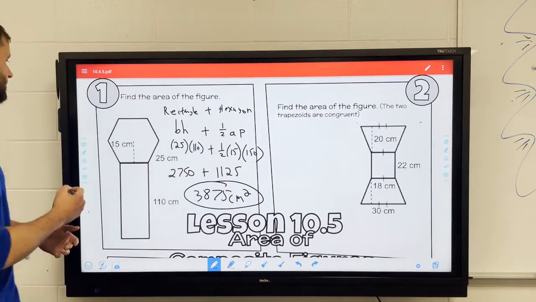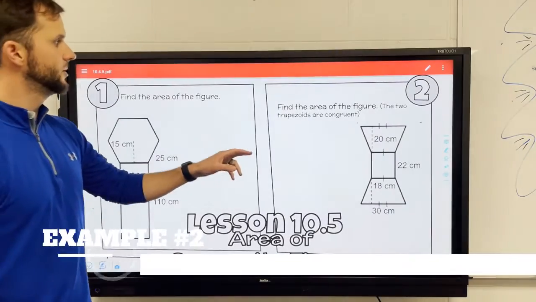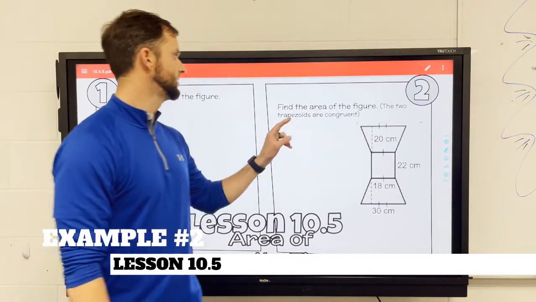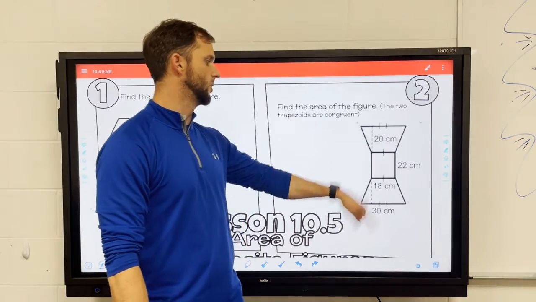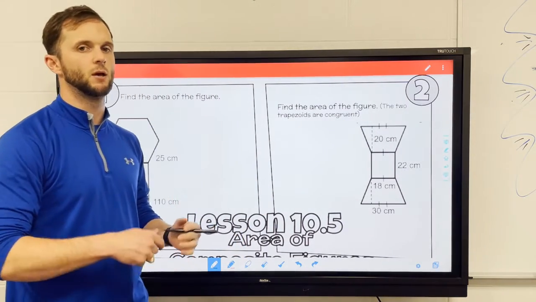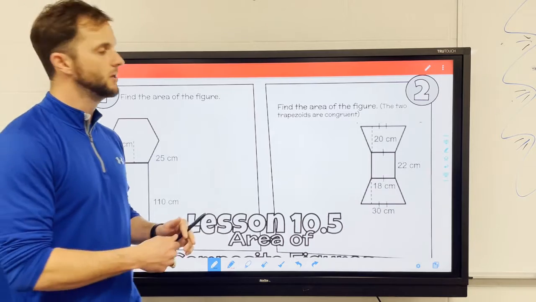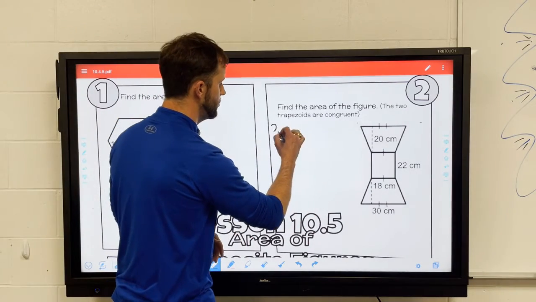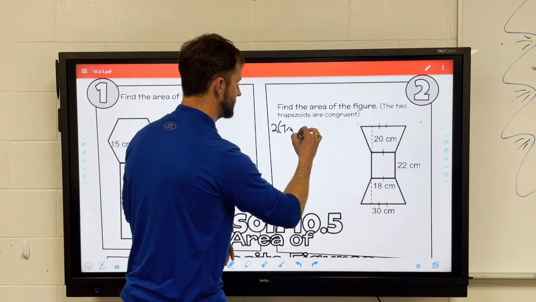So let's look over example number 2. On example number 2, it says we need to find the area of the figure below. It's just saying the two trapezoids below are congruent. Since they're telling us that both of those are congruent, that means I can just double that shape. So right now, I have two different trapezoids, so I'm going to do 2 times what the trapezoids are going to be.